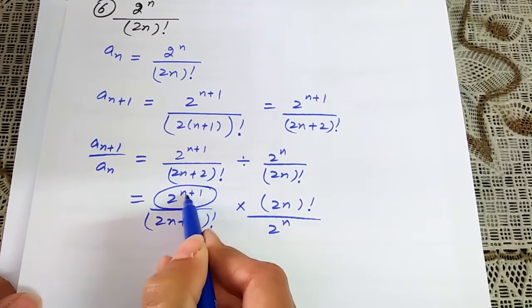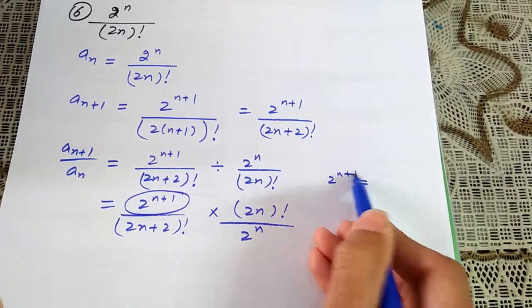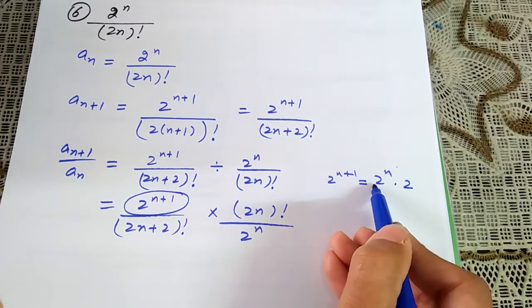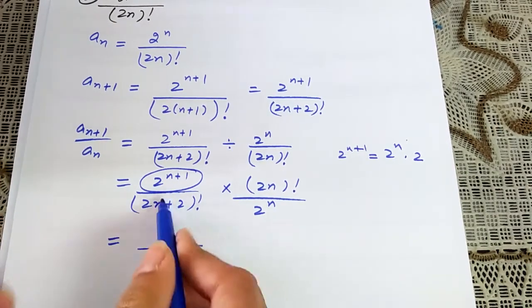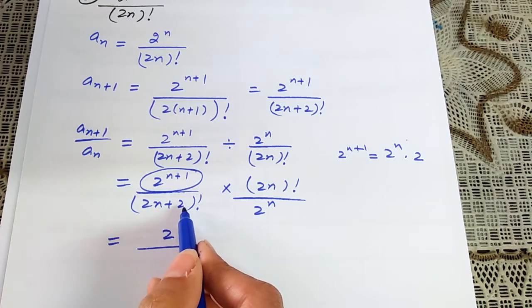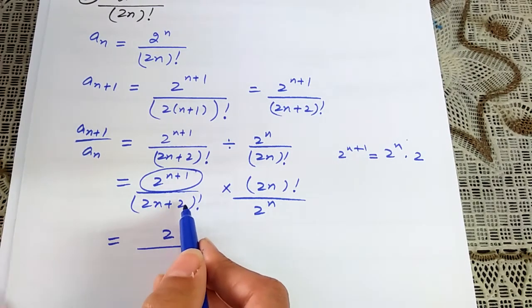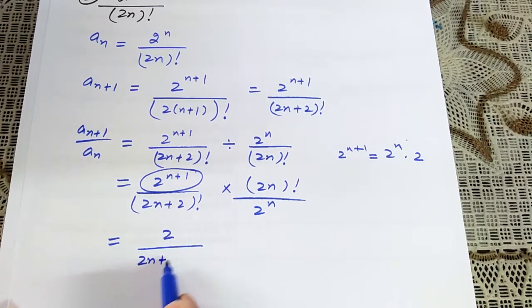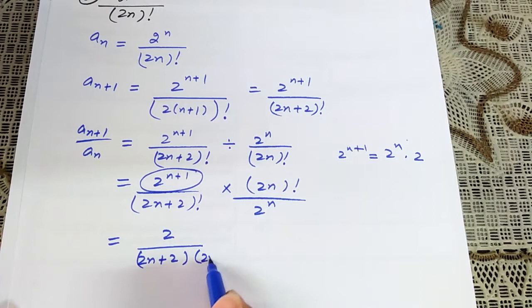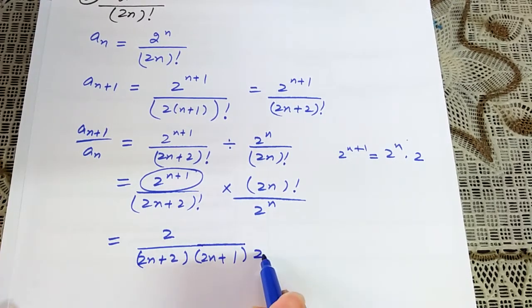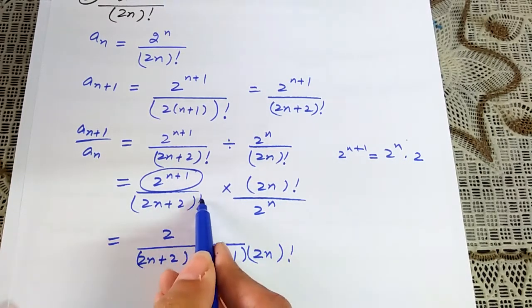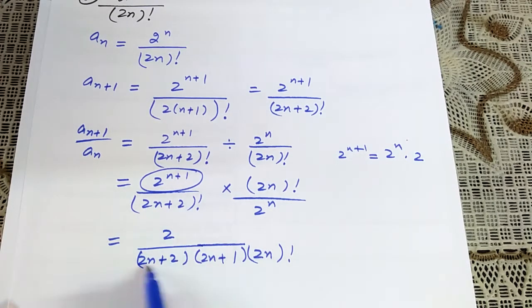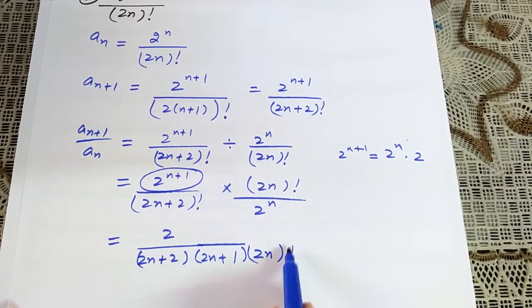Now we know that 2 raised to n plus 1 can be written as 2 raised to power n into 2. So one 2 raised to power n and the other 2 raised to power n can be cancelled with each other. So we'll get 2 over 2n plus 2 factorial. This 2n plus 2 factorial can be written as 2n plus 2 into 2n plus 1 into 2n factorial. I just moved 1 unit to the right side. Just subtract 1, I will get the main function 2n plus 2. Then subtract 1, I will get 2n plus 1. And then subtract 1 more, I will get 2n factorial.